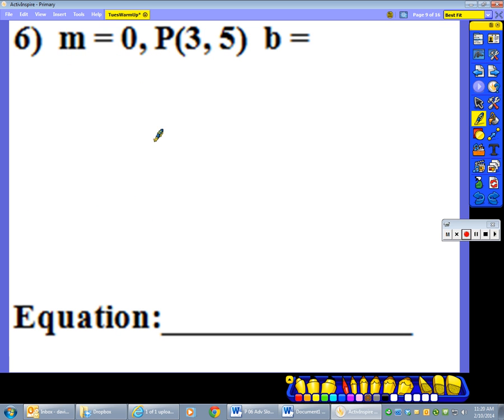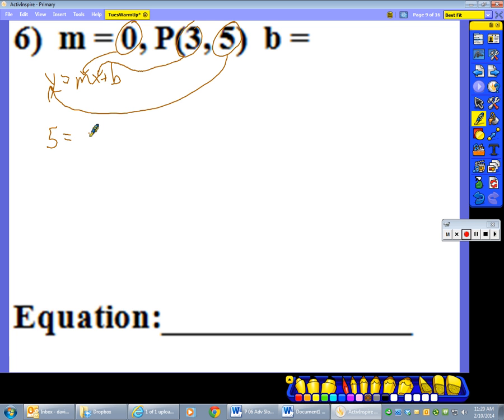Number 6. Okay, so now I'm going to sub in everything at the very beginning. So I'm working with y equals mx plus b. That's slope-intercept form. So I'm going to put 0 in for m. I'm going to put 3 in for x. And I'm going to put 5 in for y. Okay, and so whenever I write this equation, it's going to look like this. 5 equals 0 times 3 plus b. Now I'm going to solve for b.